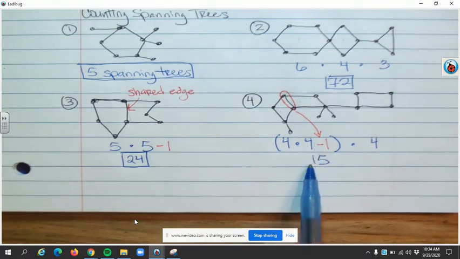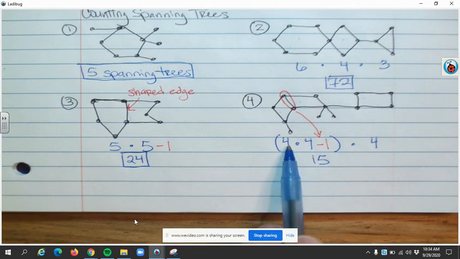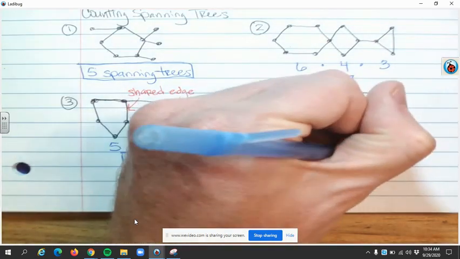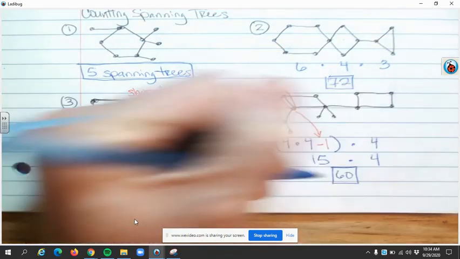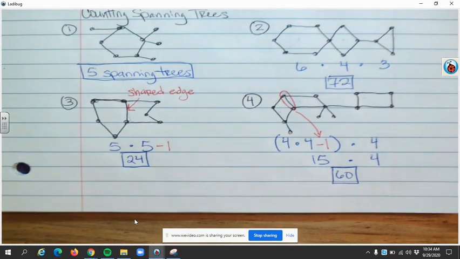If you're getting 12 there, you're doing the 4 minus 1 first. Don't do that. Order of operations, do 4 times 4 first. You get 16. Minus 1 gives you 15. Bring down your times, bring down your 4. 15 times 4 gives you 60 as your answer. So there are 60 different subgraphs you could make from that graph because you can remove those edges to make a spanning tree. I hope that was helpful. That's 7.2 spanning trees.